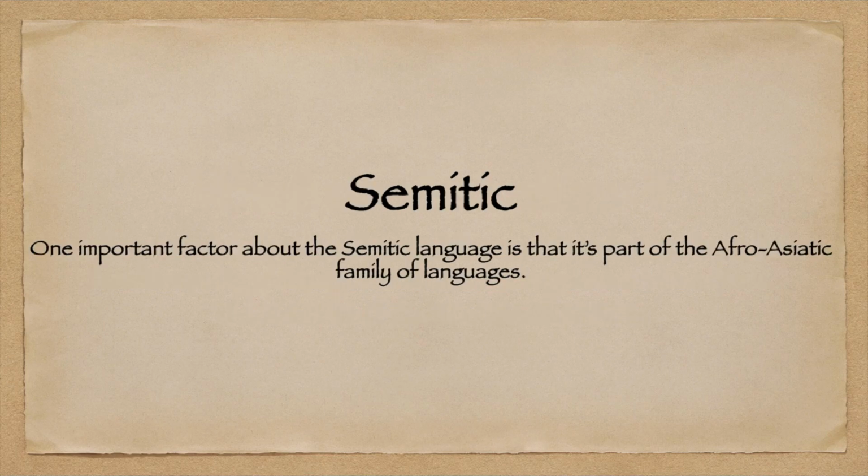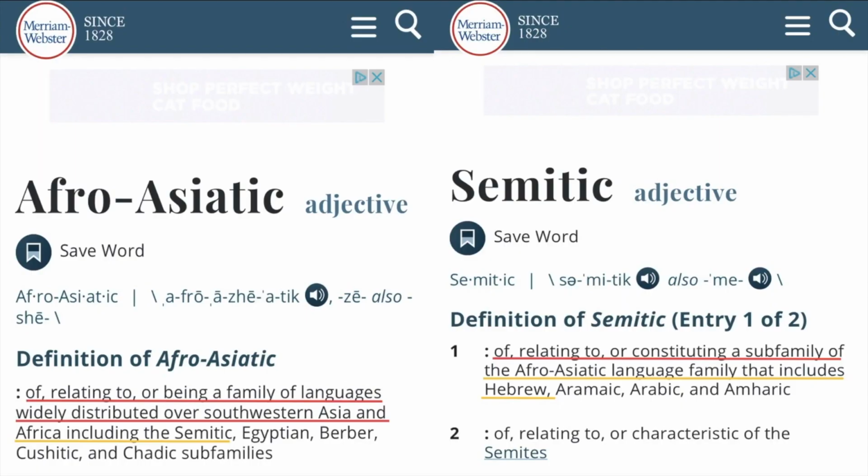Now, one important factor about the Semitic language is that it's part of the Afro-Asiatic language family. Afro-Asiatic: of, relating to, or being a family of languages widely distributed over southwestern Asia and Africa, including the Semitic. And Semitic: of, relating to, or consisting of a subfamily of the Afro-Asiatic language family that includes languages such as Hebrew.